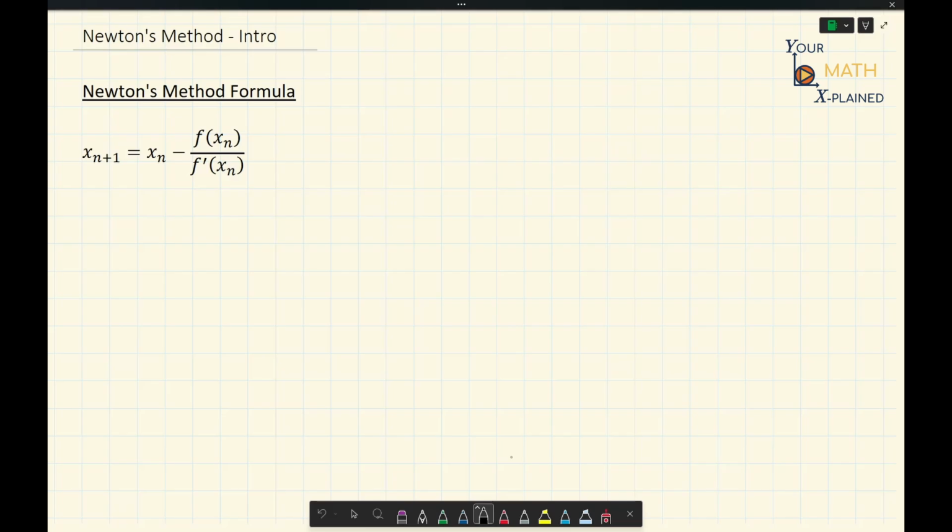Back in the late 1600s, Sir Isaac Newton faced this exact problem while calculating planetary orbits. He realized that if you can't solve an equation directly, you can use calculus to generate closer and closer approximations. And this linear iteration process is now known as Newton's method.